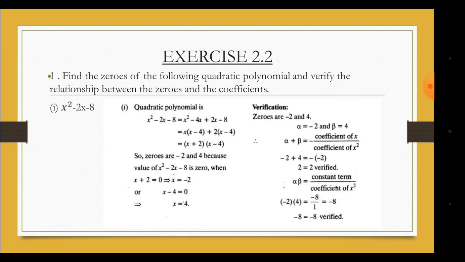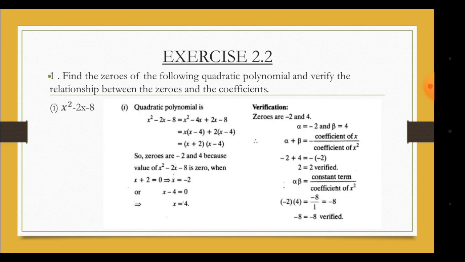Now we have to verify the relation. For verification you require value of alpha, beta, a, b and c. These two zeros we got, that means alpha equal to minus 2, beta equal to 4. Now from your polynomial value of a is 1, value of b is minus 2 and value of c is minus 8. Now see the verification. We have to verify the first relation: alpha plus beta equal to minus coefficient of x upon coefficient of x square.